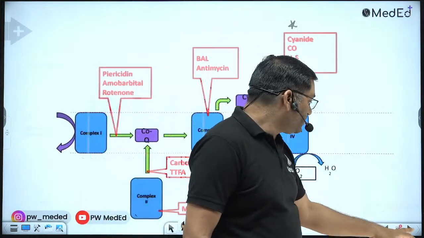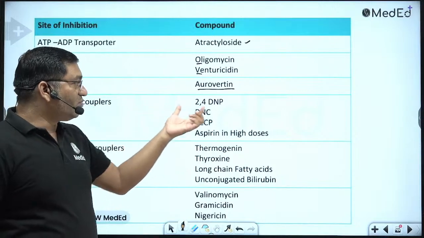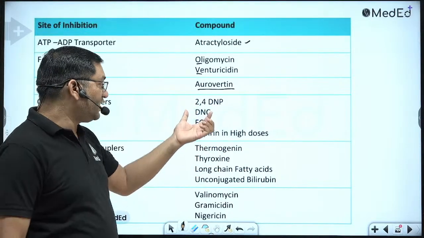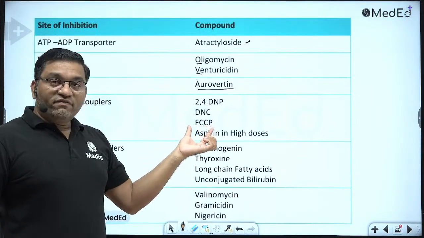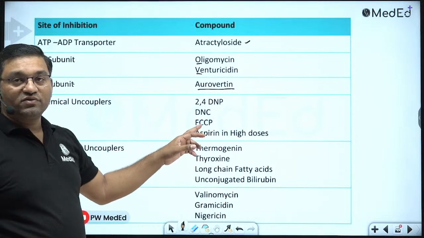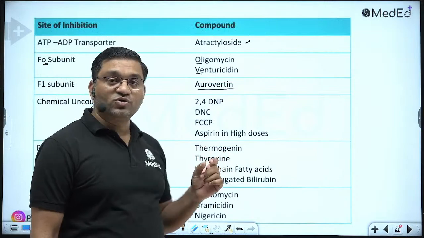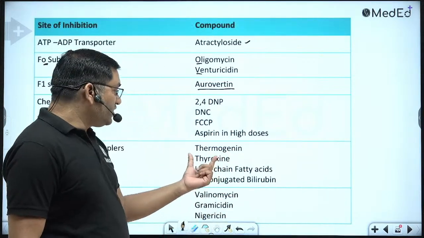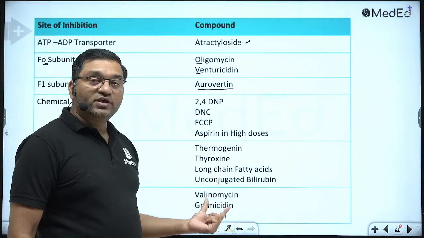There are physiological uncouplers and chemical uncouplers. Remember, these are the chemical uncouplers: 2,4-dinitrophenol, dinitrocresol, FCCP (fluorocarbonyl cyanide phenylhydrazone), and aspirin in high doses. While thermogenin, which is important in hibernating animals and also in newborn babies, thyroxine, long chain fatty acids, and unconjugated bilirubin are physiological uncouplers.